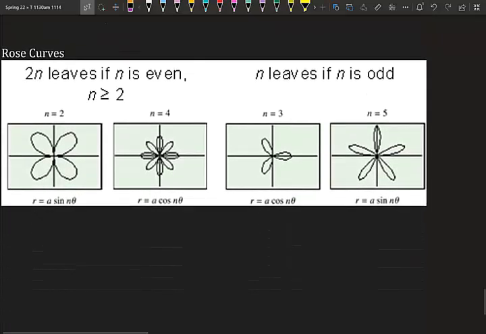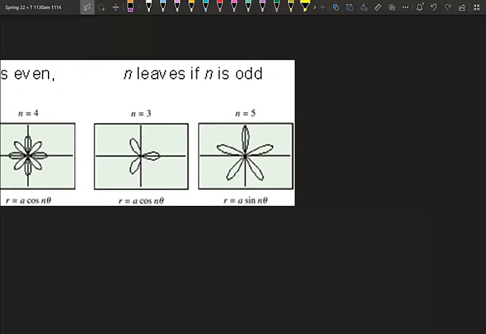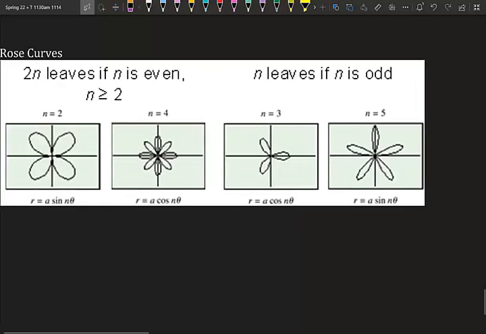Rose curves. If you have 2n leaves and n is even, so if your n is greater than 2 and even, so 2, 4, 6, 8, 10, 12, this is what they would look like. Sine theta, cosine theta, if n is 2 and n is 4. So if n is 2, you have 4 leaves. If n is 4, you have 8 leaves, as it's 2n. If they're odd, you have an odd number of leaves. So if you have 3, 5, 7, 9, and so on, you would have 3 leaves, 5 leaves, and this is what they would look like.